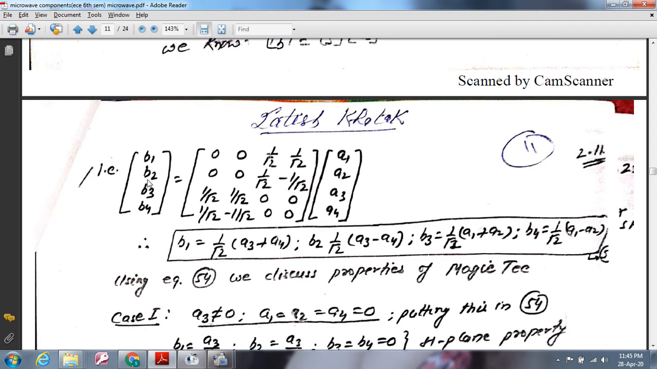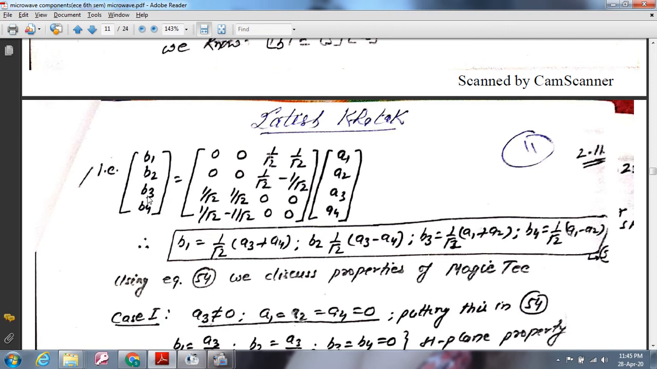Similarly b2, here we will take 1 by root 2 into a3 minus 1 by root 2 into a4. So we get b2 equals 1 by root 2 into (a3 minus a4).